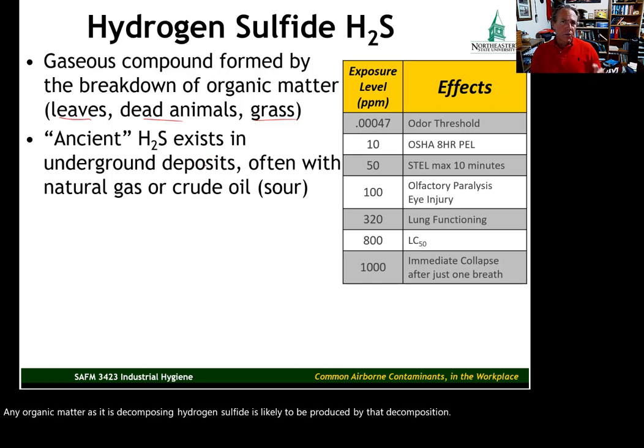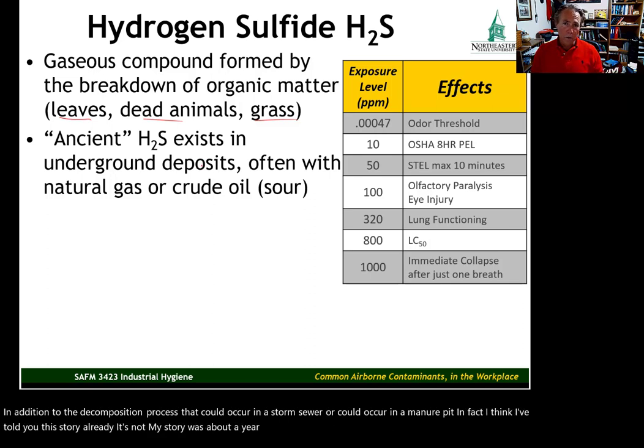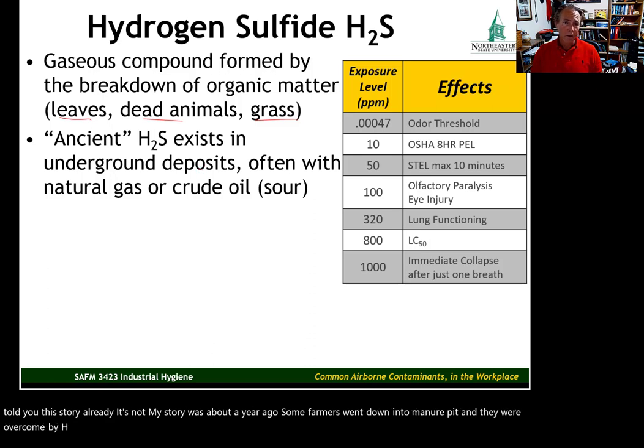In addition to the decomposition process that could occur in a storm sewer or could occur in a manure pit. In fact, I think I've told you this story already. It's not my story. It was about a year ago. Some farmers went down to the manure pit and they were overcome by H2S in that manure pit. Manure pit, you have organic matter decomposing, producing H2S. And not just H2S, it's producing other gases as well. Methane, for example, would be produced in that same manure pit.